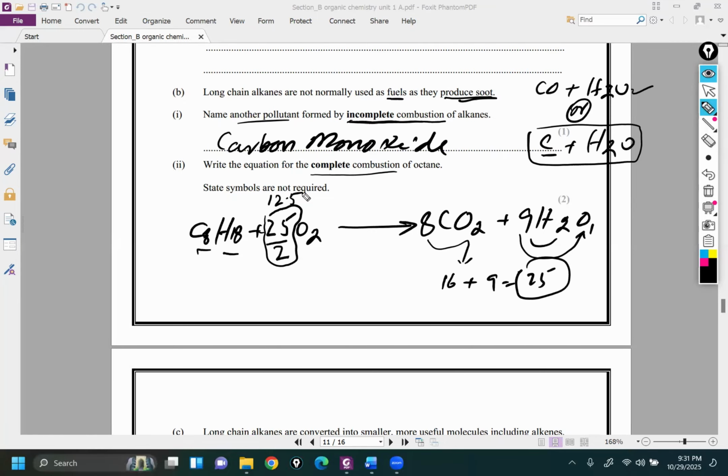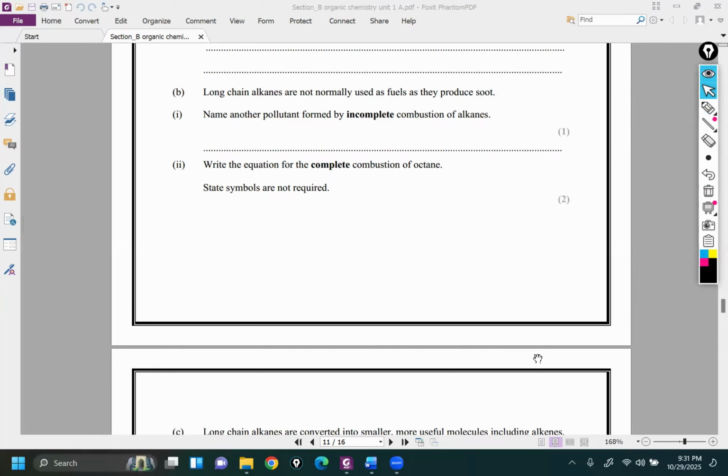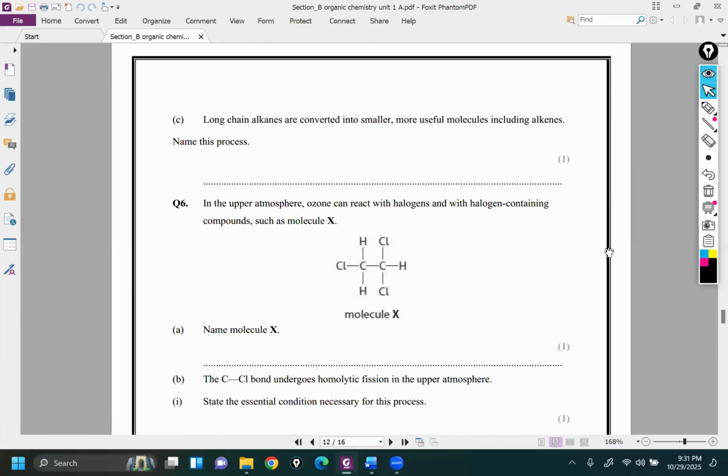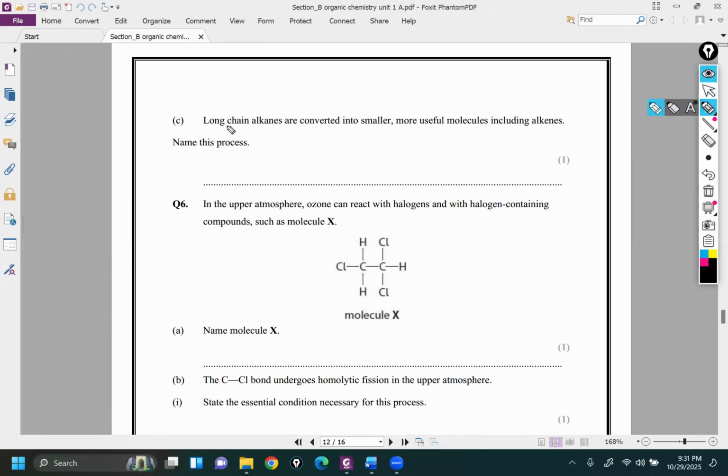So in such a question, you should be more focused to get maximum marks, not to lose a single mark. Long chain alkanes are converted into smaller chain alkanes, which are more useful molecules, including alkenes as well. The process is cracking, in which the long chain alkanes are converted into short chain alkenes.